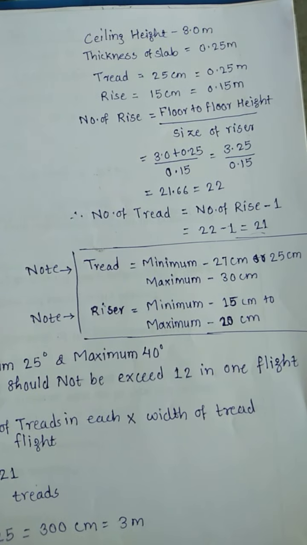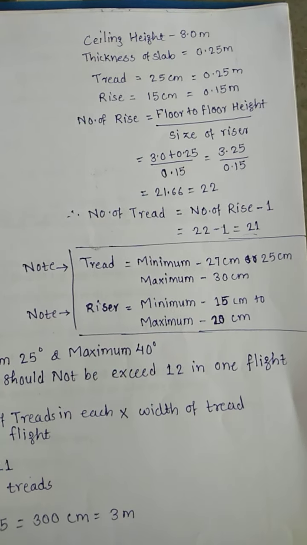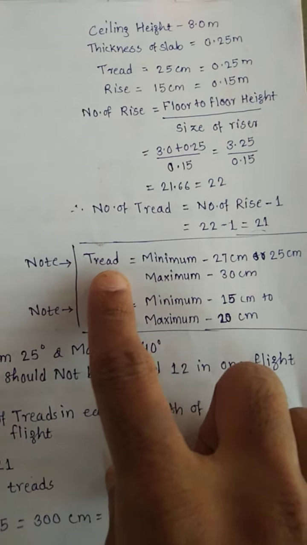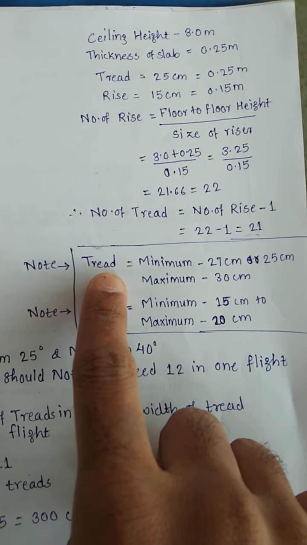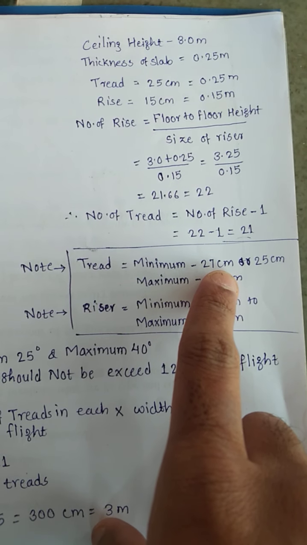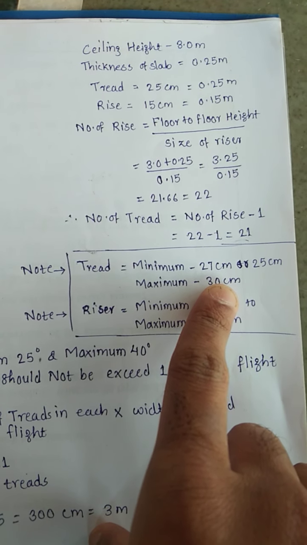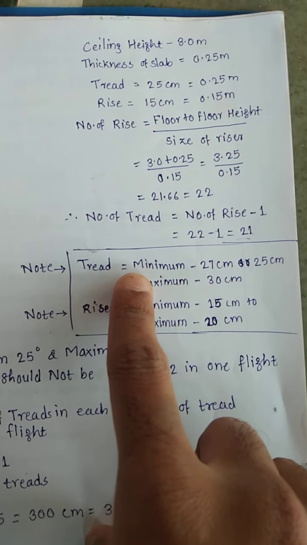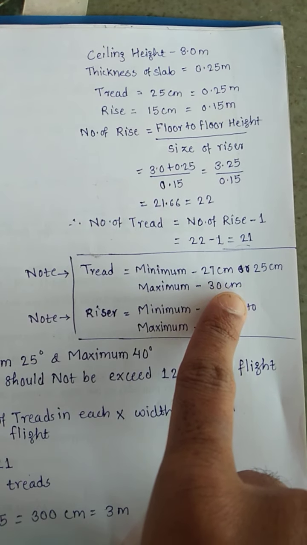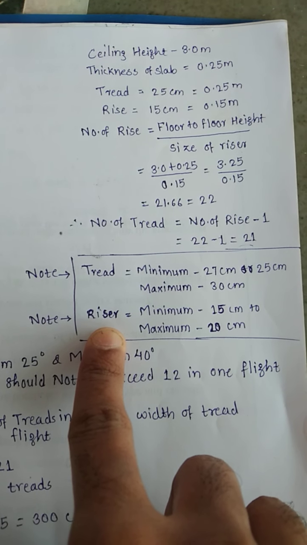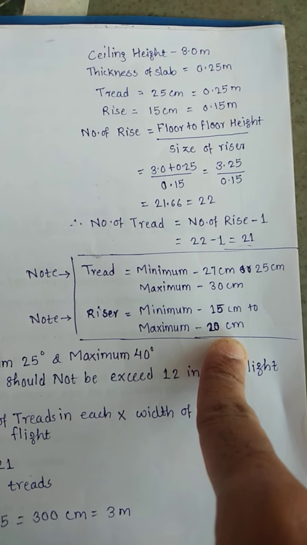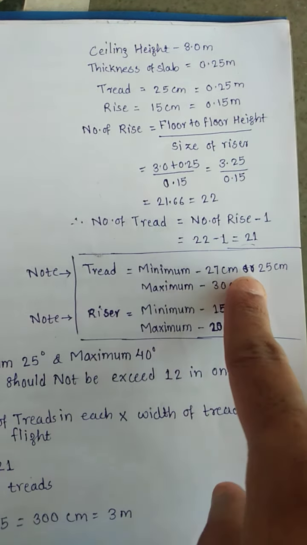Before drawing the staircase, we should know the basic notes about the staircase. Here are notes given by me. The tread should range between 25 to 30 centimeter. So the minimum is 25 and the maximum width of the tread is 30 centimeter. Similarly, the height of the riser is minimum 15 centimeter and maximum 20 centimeter. So you can take values in between these ranges.